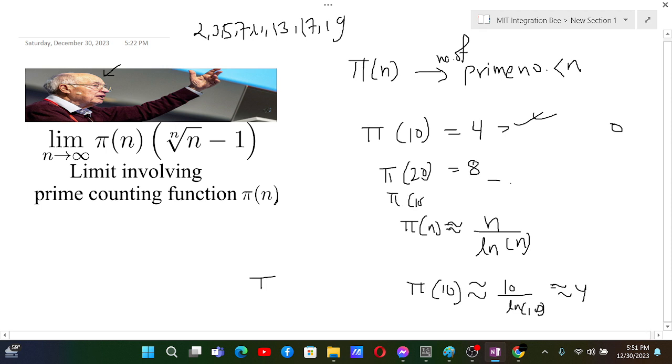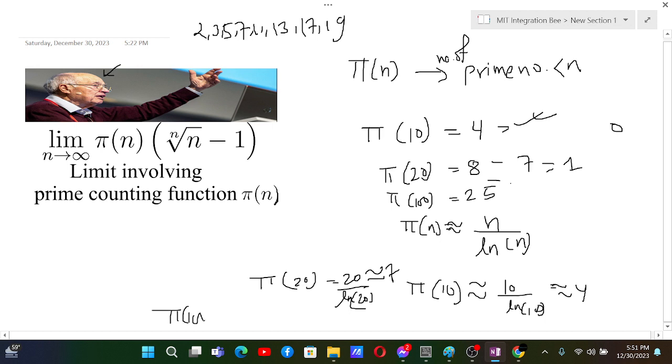Pi of 100 is actually 25. Now if we use the formula, first of all pi of 20 will be 20 by ln 20. That's 6.67, which is approximately 7. And the error is just 1, but the error percentage is going down. Of course it will go down because numbers are greater, so the error percentage will be going down.